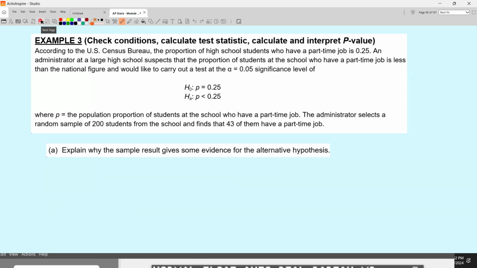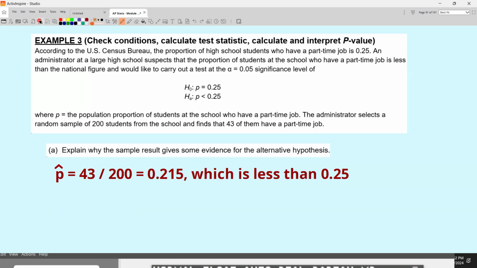Why does the sample result give some evidence for the alternative? Well, let's look at what we're calculating here. It's 43 out of 200. When you divide those out, you get 0.215. Now look at the alternative. Proportion is less than 0.25. Well, 0.215 is less than 0.25, so there's your evidence.